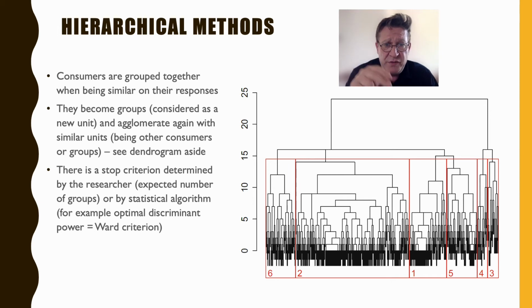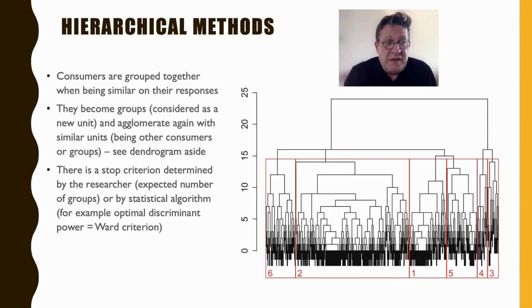And those units will be agglomerated again with similar units in terms of distance, being either individual consumers or other groups. And there will be a lot of different steps like this, of putting all those consumers into categories according to their similarities. There must be a stop criterion, otherwise we go to a final solution with just one final group.